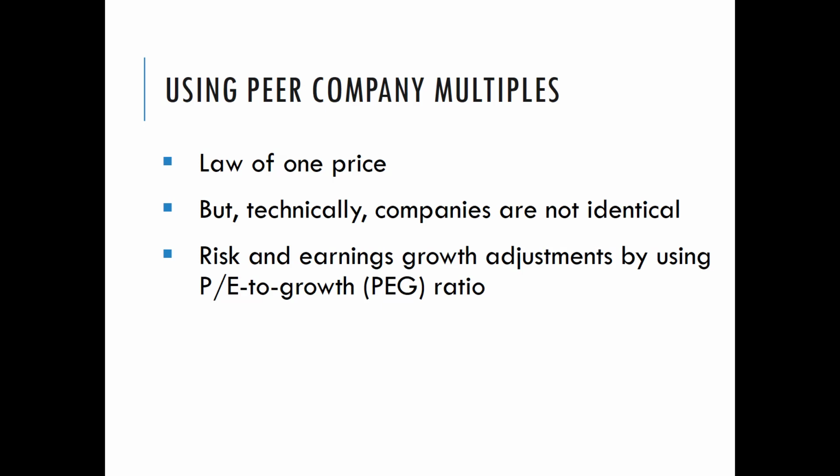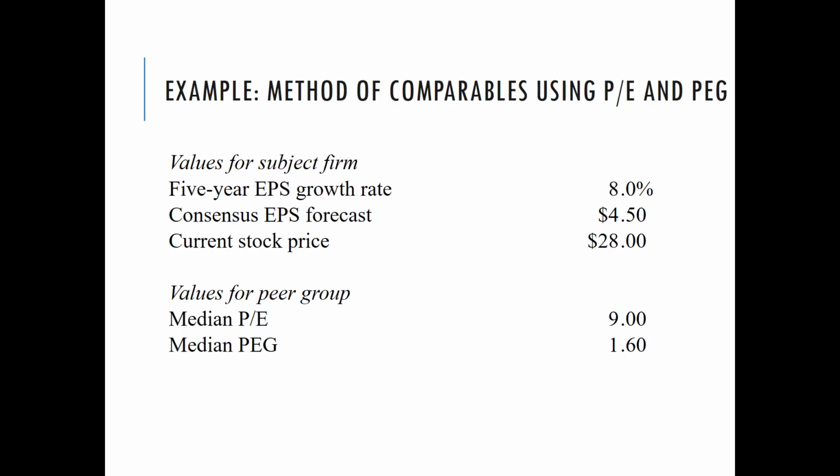The price to earnings to growth ratio basically just compares your price to earnings multiple to your growth. In this particular instance, we have an example with a company which has a 5-year earnings per share growth rate of 8%. The forecast for earnings per share is $4.50, and the current stock price is $28. We then have the values for the peer group, where the median price to earnings is 9 and the median price to earnings to growth ratio is 1.6.